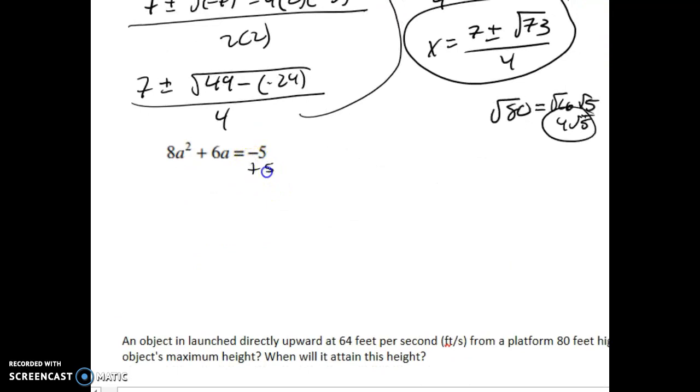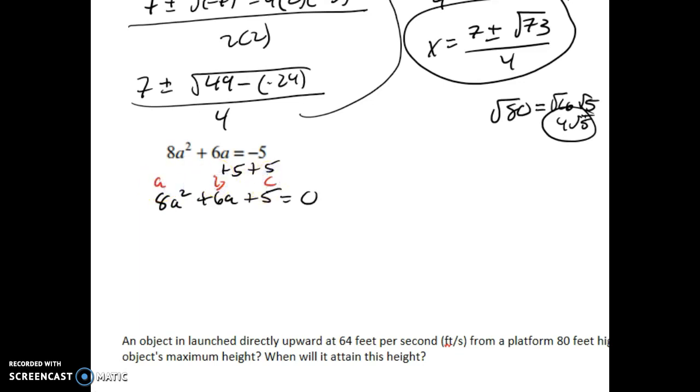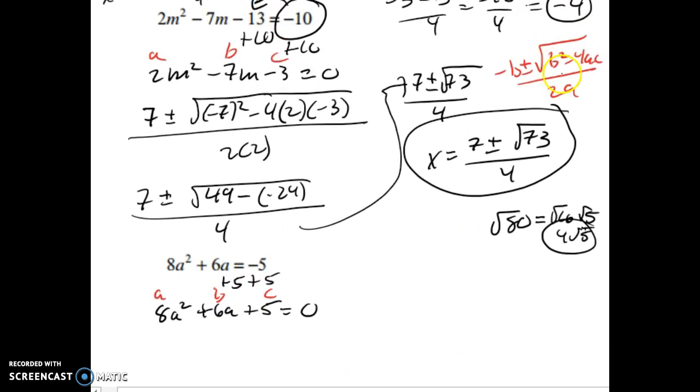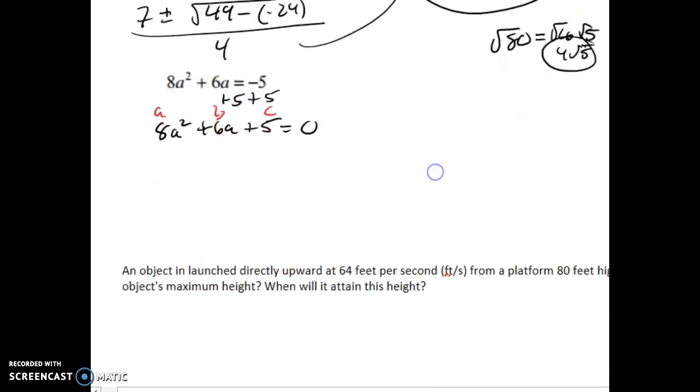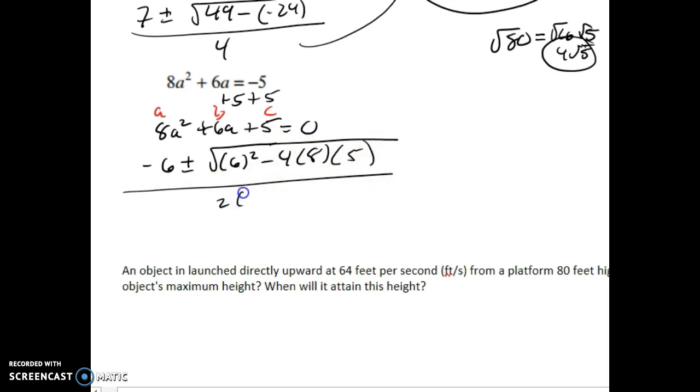Here we need an equals 0, so I'm going to add 5 to both sides. So you have 8a squared plus 6a plus 5 is equal to 0. On this one, we are ready. We have the a, the b, and the c, and I'm going to use my quadratic formula again. That's up here. So we have the opposite of b plus or minus the square root of b squared minus 4 times a times c, all over 2 times a.